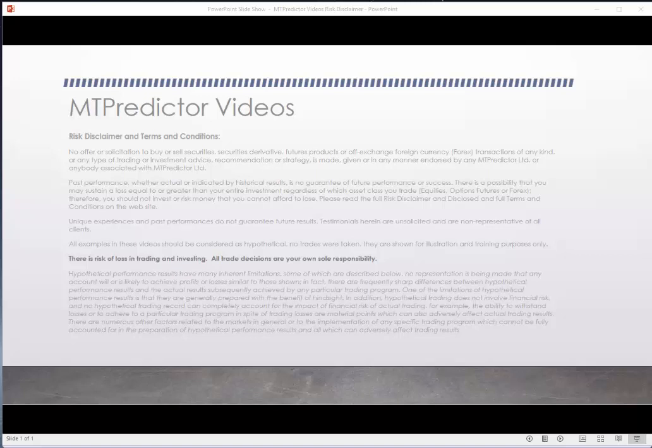In today's MTPredictor video, I would like to look at how to trade when the picture's clear, in particular using our DPs on our higher time frame charts. And I'd like to start by looking at a great example that's just unfolding on the Nifty over there in India. But as usual, let's start with our risk disclaimer.